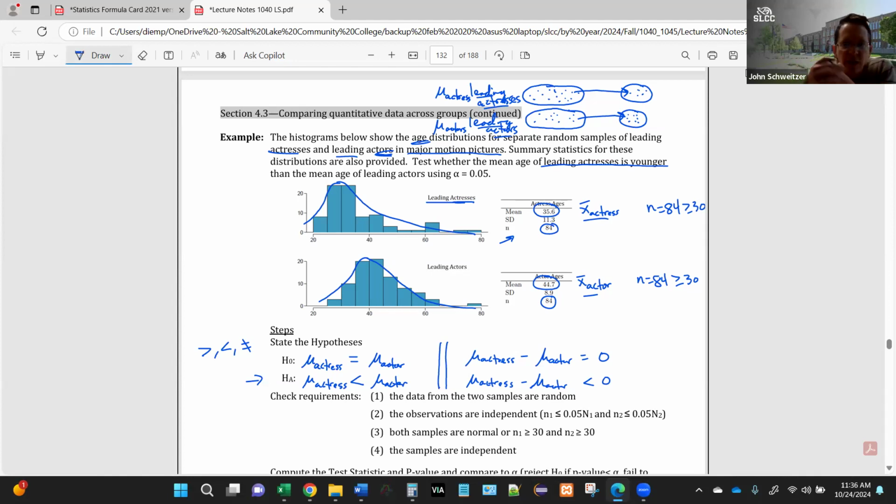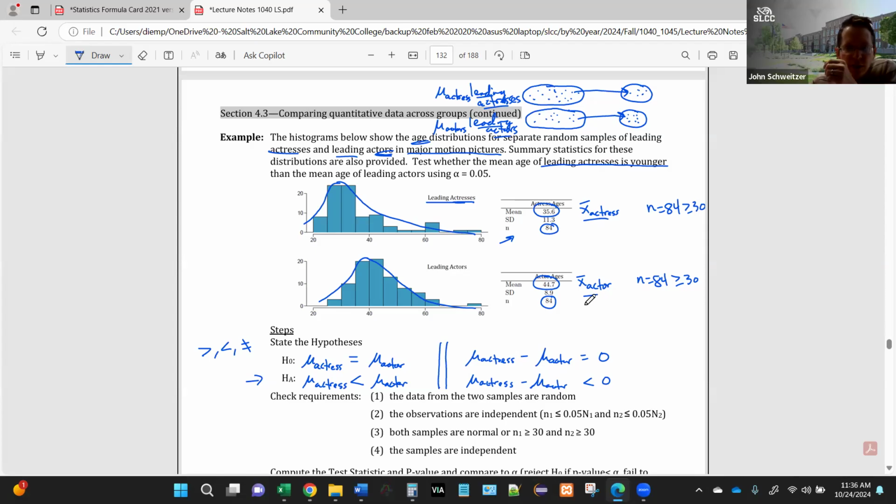So, how long has Hollywood been doing these? Probably at least 80 plus years, I would imagine. So there's quite a big pool of these leading actors and leading actresses, and that's what we were drawing from here. And that's the picture. So we have two populations, and we get a sample from the first population, we get a sample from the second population.